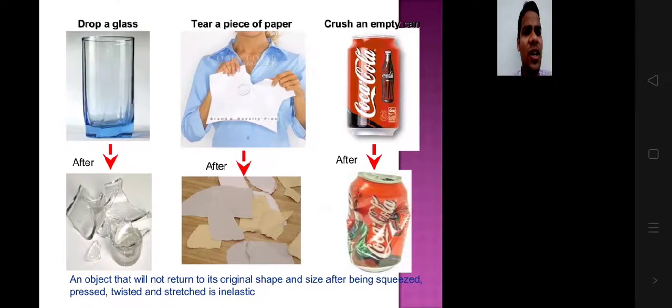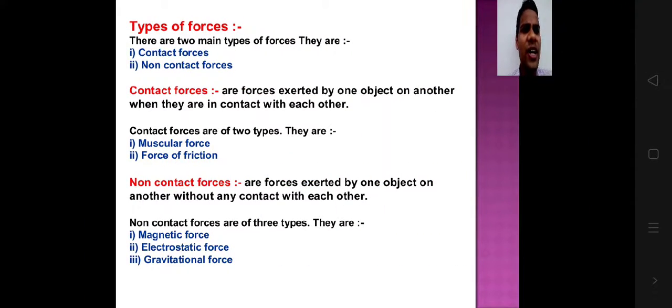Now moving forward, we can classify the forces basically into two types: contact forces and non-contact forces. Very simple to understand. Contact forces are the forces exerted by one object on the other when they are in physical contact with each other. I mean to say there is a physical touch between them. Examples are muscular force and force of friction. We will deal with the examples in detail.